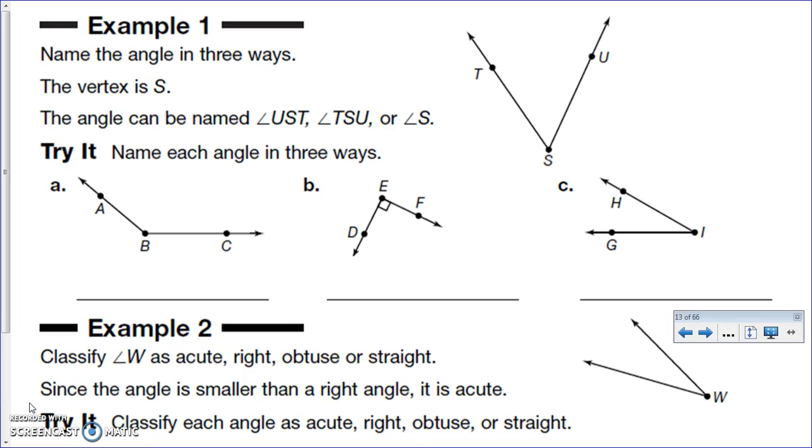So if we look at A here, we can name it angle ABC. We can also name it angle CBA. Or, because it's not attached to any other angle, we can also name it angle B.